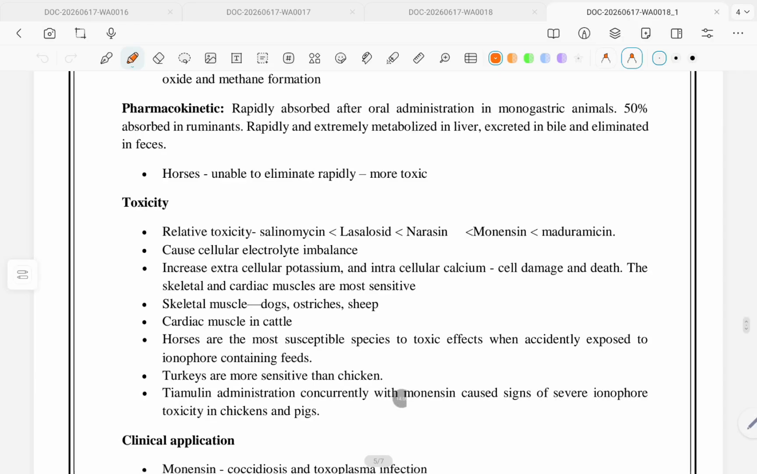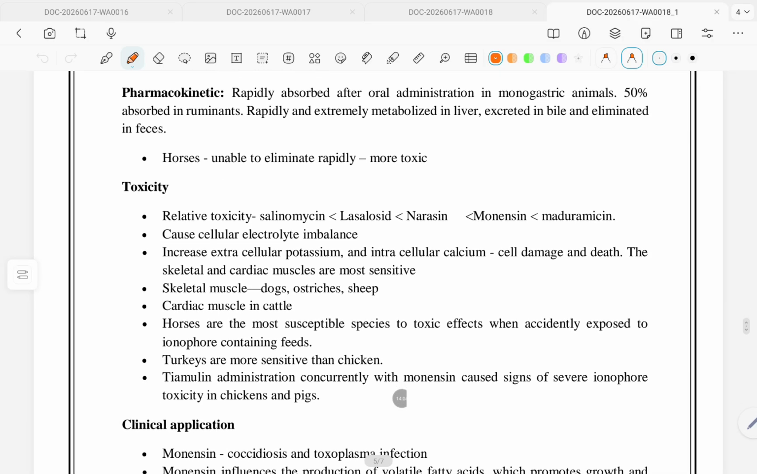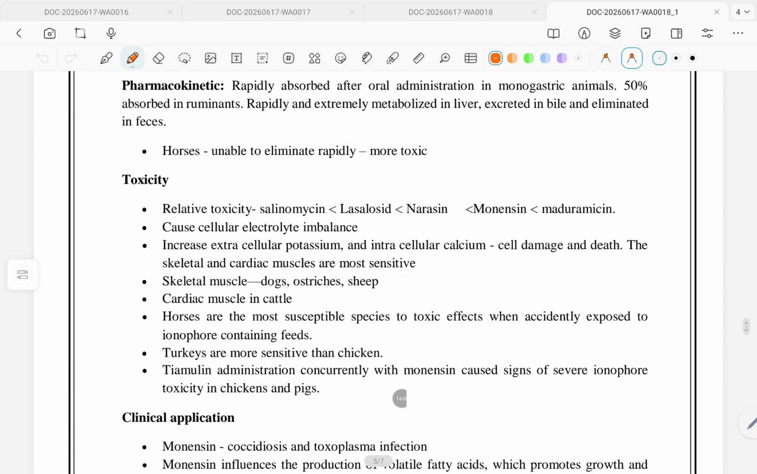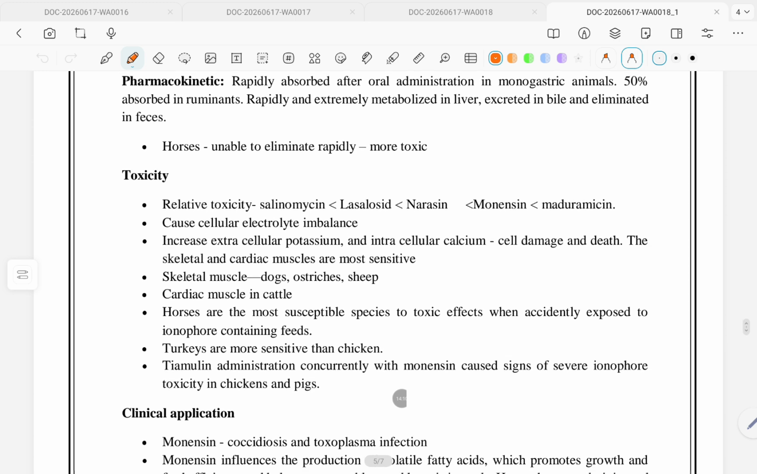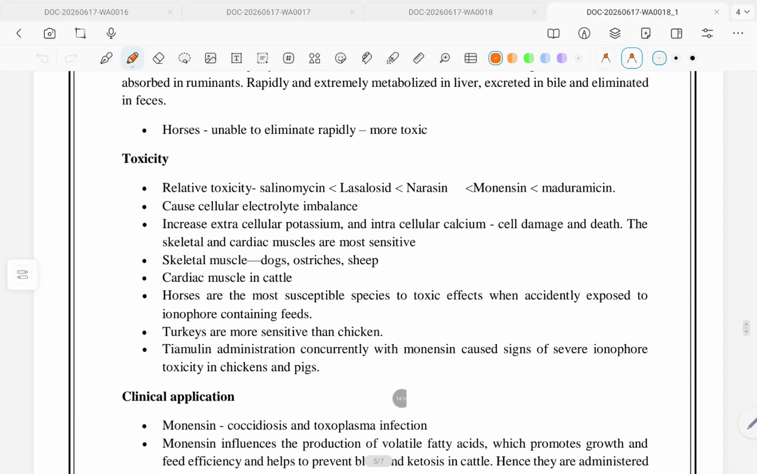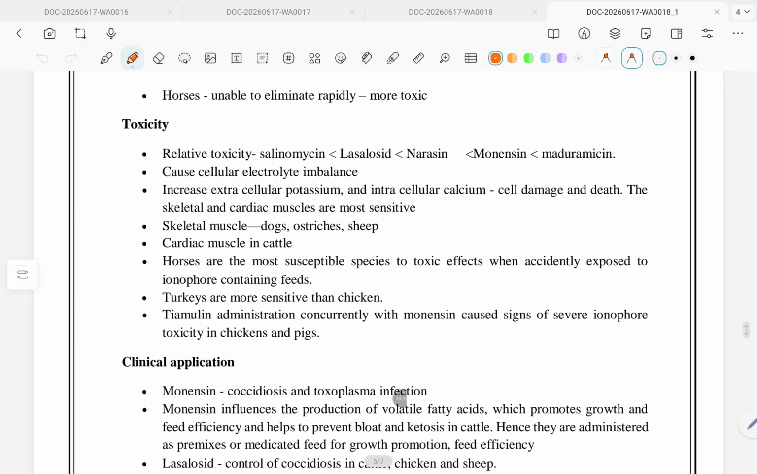Pharmacokinetics. Rapidly absorbed after oral administration in monogastric animals, 50% absorbed in ruminants, rapidly and extensively metabolized in the liver, excreted in bile and eliminated in feces. Horses are unable to eliminate rapidly and are more toxic.